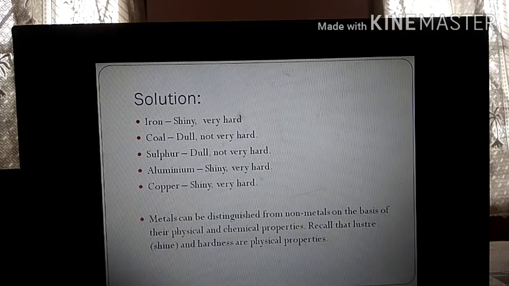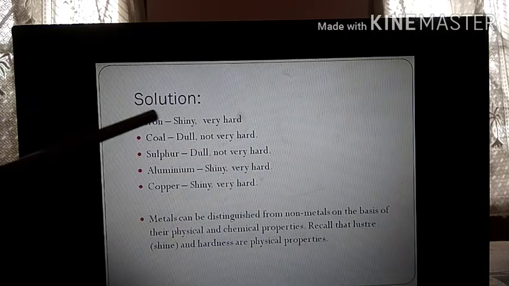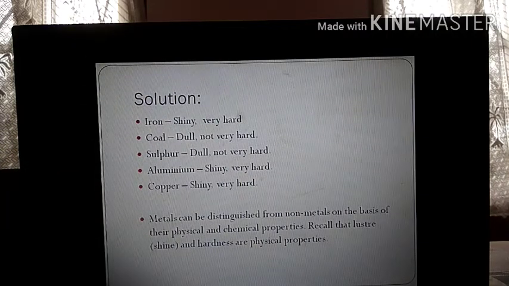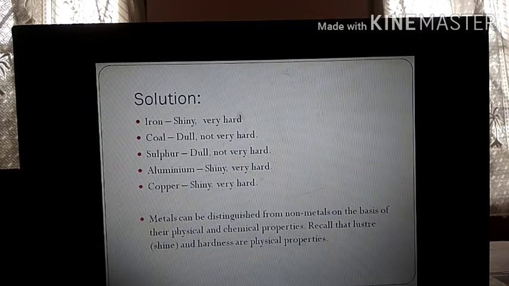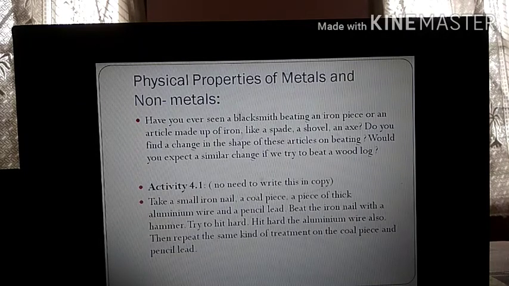So how can we say which is a metal and which is a non-metal? Easily you can say by just comparing their physical properties. Luster means shine. Luster and hardness, these are the physical properties of metals. So wherever you find that a particular substance is shiny and hard, you can easily say this is metal. These are not non-metals, these are metals. Okay, clear? Yeah. So now, physical properties of metals and non-metals.